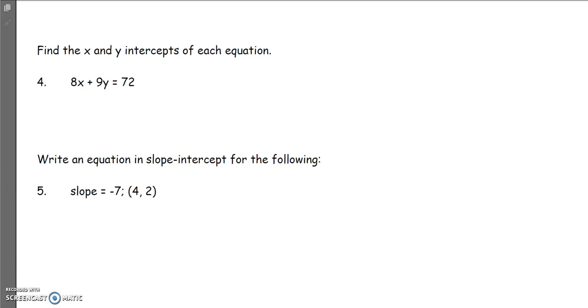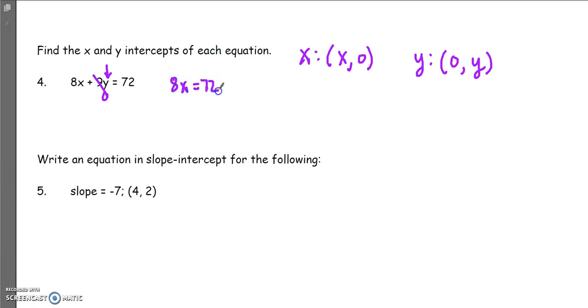Number 4 says, find the x and the y intercepts of each equation. So remember, the x-intercept is always some x value and comma 0. My y is always the 0. For the y-intercept, my x is always the 0, and then whatever the y value is. So if I were to find the x, that means I replace my y with 0. Basically, that means this cancels out, and it leaves 8x equals 72. If I divide both sides by 8, I'm going to end up with x equals 9.